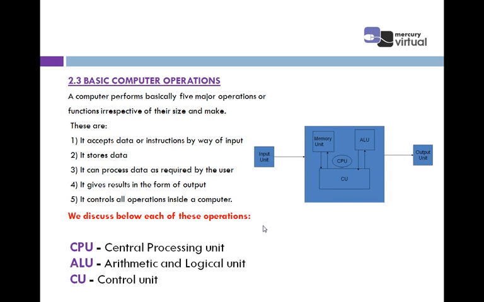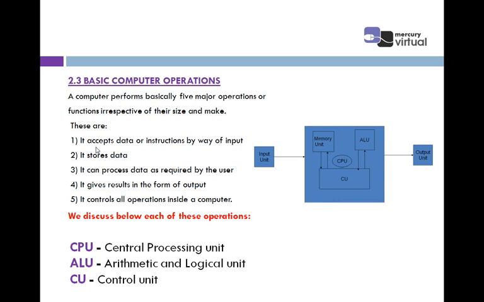First, basic computer operations. A computer performs basically 5 major operations or functions irrespective of their size and make. Means if it is a microcomputer, it is a mini computer, all the computers perform all these basic operations. Now let's see one by one. First of all, it accepts the data or instruction by way of input. Means computer can take the data by way of input by using the keyboard, mouse, etc.